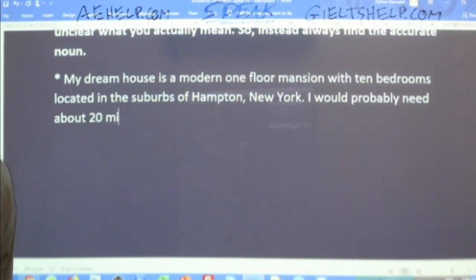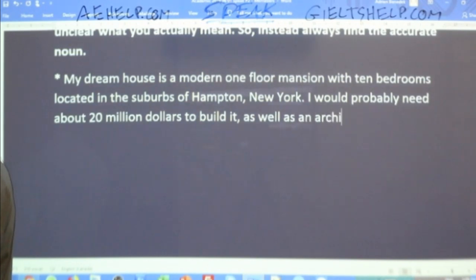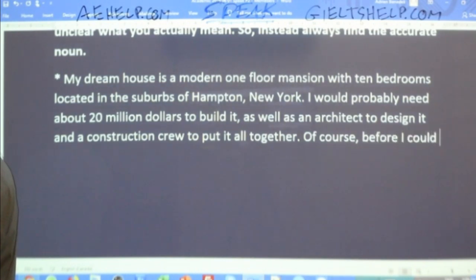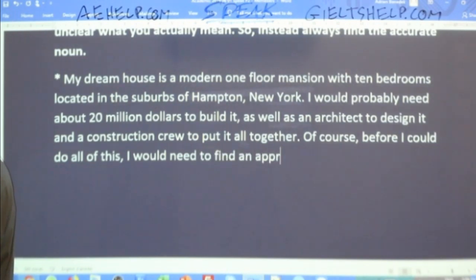I would probably need about $20 million to build it, as well as an architect to design it, and a construction crew to put it all together. Of course, before I could do all this, I would need to find an appropriate lot to build on.